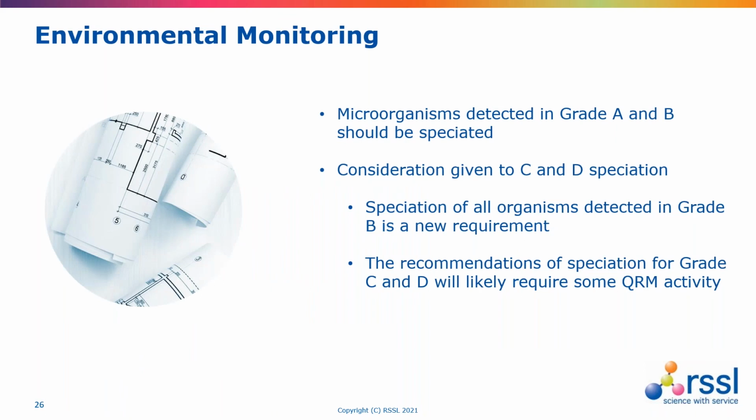It's also clear that every organism detected in grade A and grade B should be speciated, irrespective of where that stands in relation to an alert level. And there should be a strategy in place for considering how many organisms at C and D are subject to speciation. And that all comes down to the emphasis on the trending of microorganisms, which is sometimes just as important as the trending of the actual counts, and understanding what the microbial profile is also helps with developing the contamination control strategy.